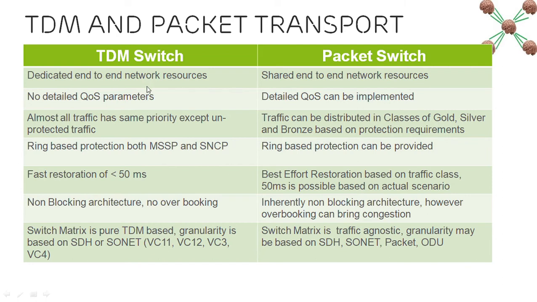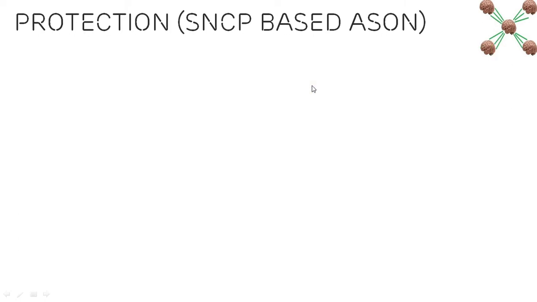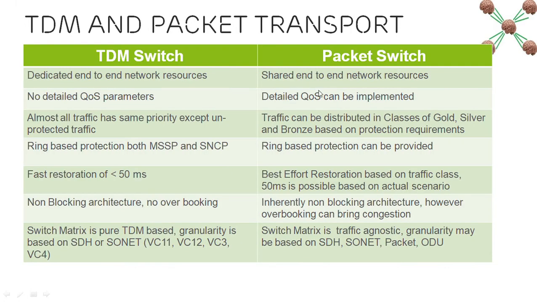But in TDM, we don't have QoS. The reason that we don't have QoS is basically because we dedicate all the resources. So that's why we don't have QoS. But in packet, because we are overbooking, we apply QoS so that we can tell the system that, in case of any congestion or any cut, which services will have a priority, which service will have a high quality.